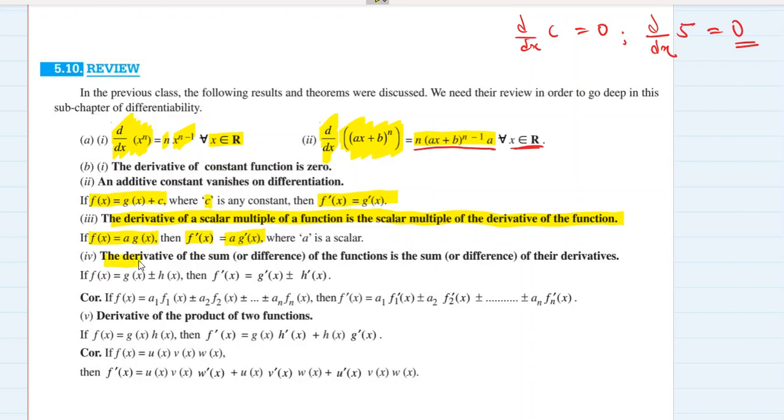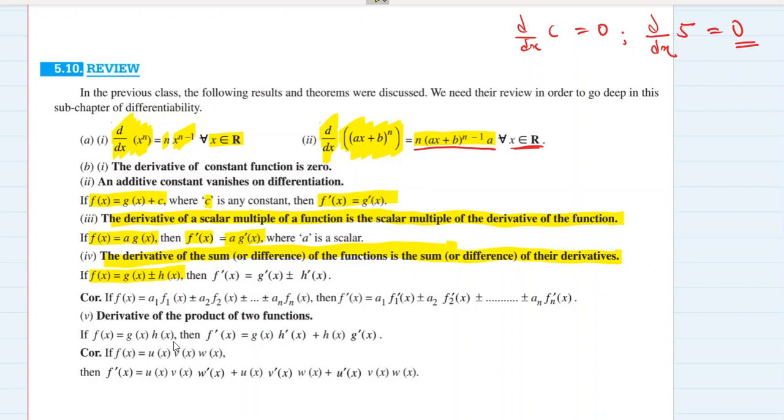The derivative of the sum or difference of functions is the sum or difference of their derivatives. So if we have f of x is equal to g of x plus or minus h of x, then simply the derivative of f of x, that is f dash of x, becomes the sum or difference of the derivatives of g of x and h of x. And similarly, we can distribute the derivative over the sum and differences of n number of functions.